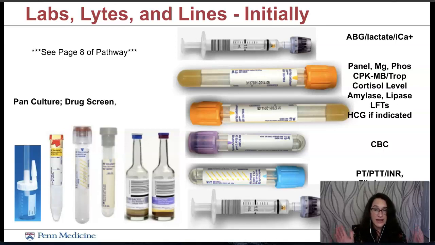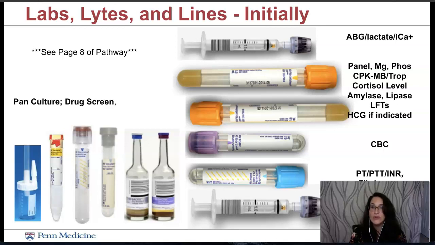We're doing a lot of labs initially, and then we're going to do some stuff serially, but we're going to do a drug screen probably, a pan culture. We're going to get a VBG for central co-oximetry. Maybe we have a SWAN. We're going to get an ABG. We're going to be looking at that lactate. We're going to be looking at that iCal. We're going to replete those things based on that.